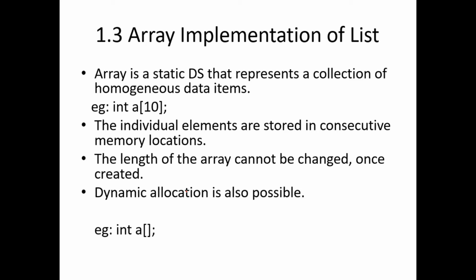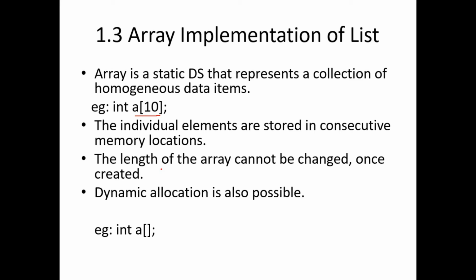If you specify int a of 10, it specifies in memory that the data type is int. For storing a single integer we need 2 bytes of memory, but here we are storing 10 integers, so definitely we need 20 bytes. Okay, so 20 bytes of memory will be allocated for storing the list.